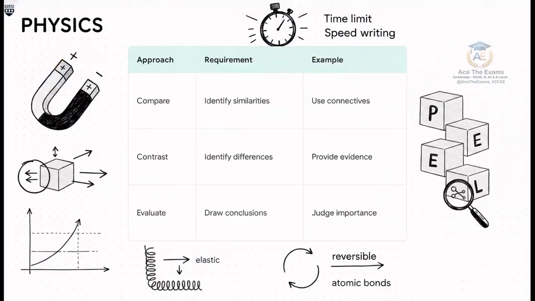To properly compare and contrast in physics, you need a visual framework. You have to identify similarities and differences using clear comparative connectives. For example, let's compare a balanced force scenario to an unbalanced force scenario.